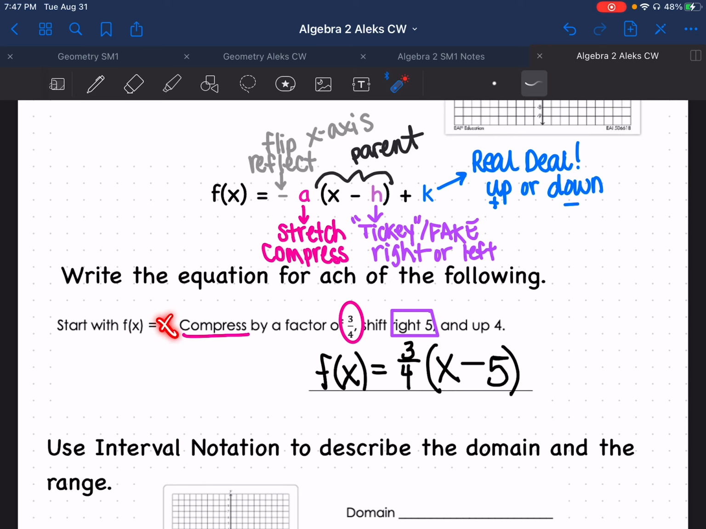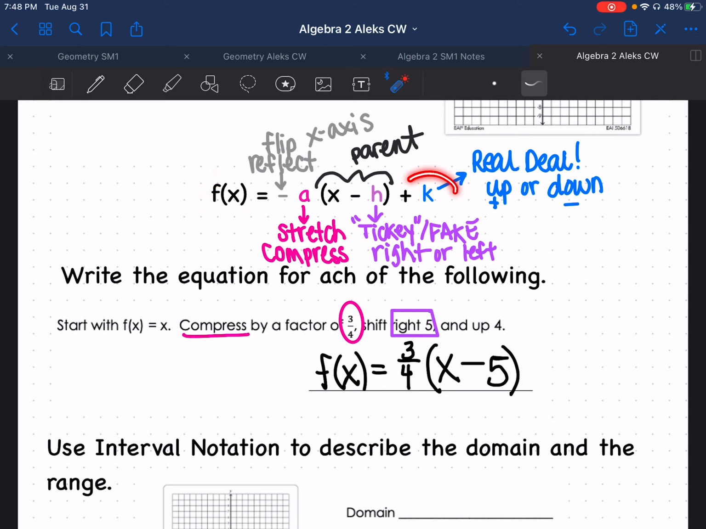This is a linear function, so there's nothing that needs to be added to my parent. My parent is just x. So remember, as it is written, this is the linear parent.